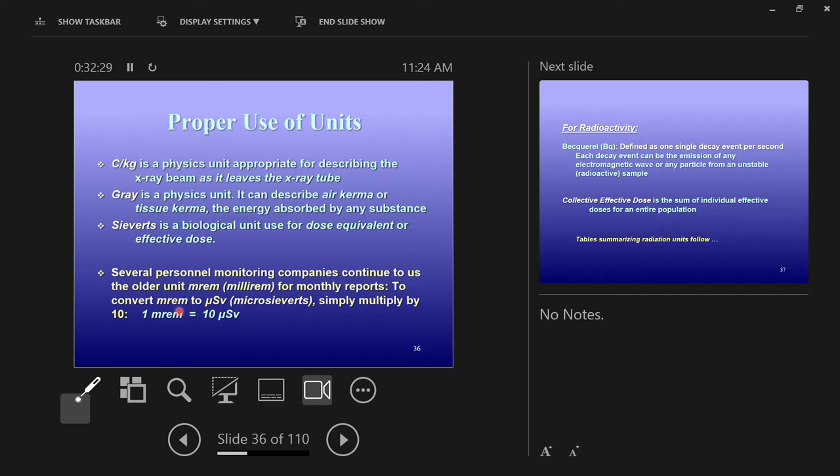REM stands for radiation exposed man. It's the same thing as sieverts, but it's smaller. It takes 100 REM to equal 1 sievert. It's a smaller unit. And again, it's like comparing miles per hour to kilometers per hour. They're just different units to measure the same thing.